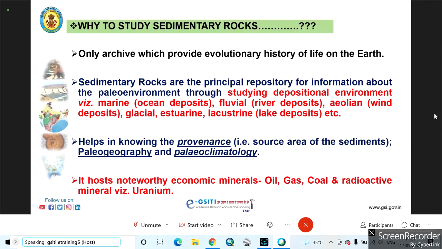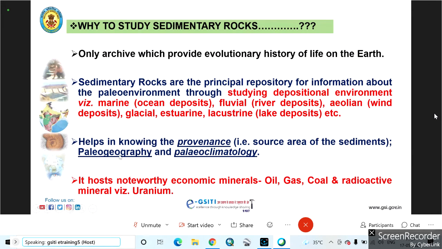Now the question comes: why should we study the sedimentary rocks? Sedimentary rocks are the only archive which provides the evolutionary history of life on the earth. And the second is that sedimentary rocks are the principal repository for information about the paleo-environment, through the study of the depositional environment of different basins, that is the marine, fluvial, aeolian, glacial, estuarine, and lacustrine.